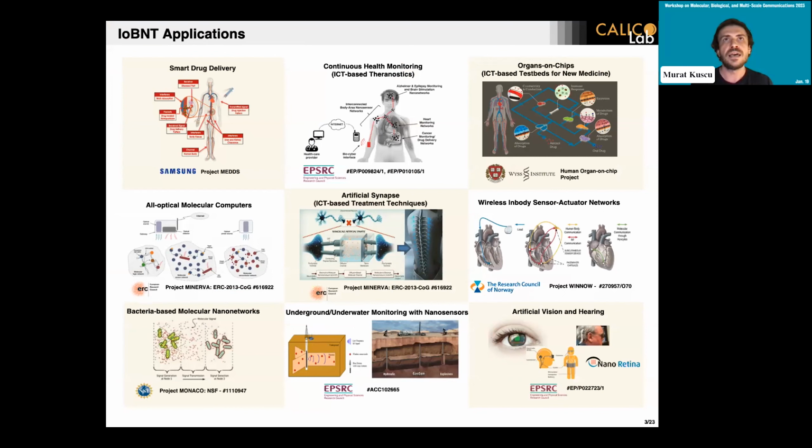I'm not going to go over all the IoBNT applications here, as I assume that the audience is well aware of these potential applications, for example, smart drug delivery or continuous health monitoring. These are the applications that attracted the most attention in the literature. But the point is that we are not yet there, right? There is no practical deployment of any IoBNT system to date.